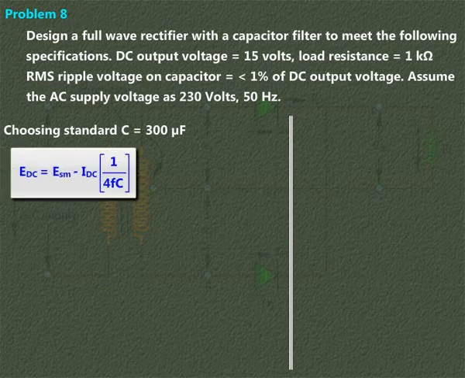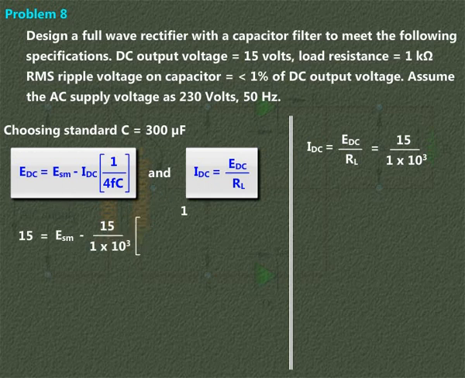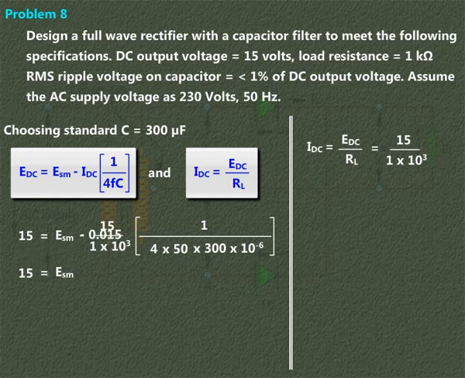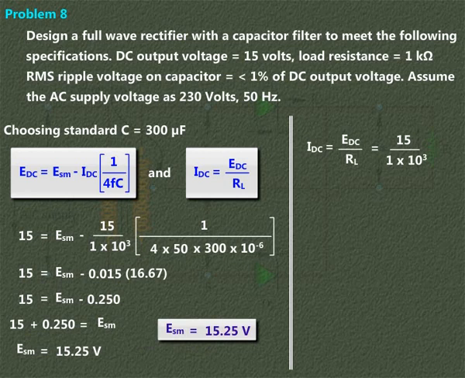EDC is equal to ESM minus IDC by 4FC, and IDC is equal to EDC by RL, where IDC is equal to VDC by RL is equal to 15 by 1 into 10 to the power of 3. Therefore, 15 is equal to ESM minus 15 by 1 into 10 to the power of 3 into 1 by 4 into 50 into 300 into 10 to the power of minus 6. By simplifying the equation, we get the maximum AC input voltage across each half of secondary winding, that is ESM, which is equal to 15.25 volts.